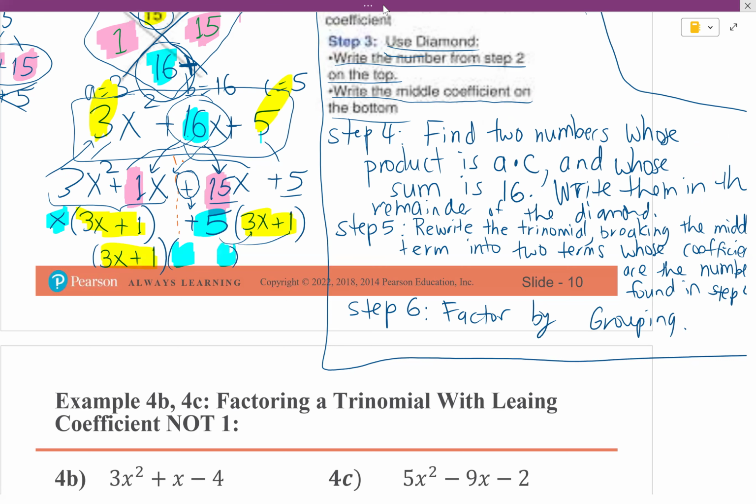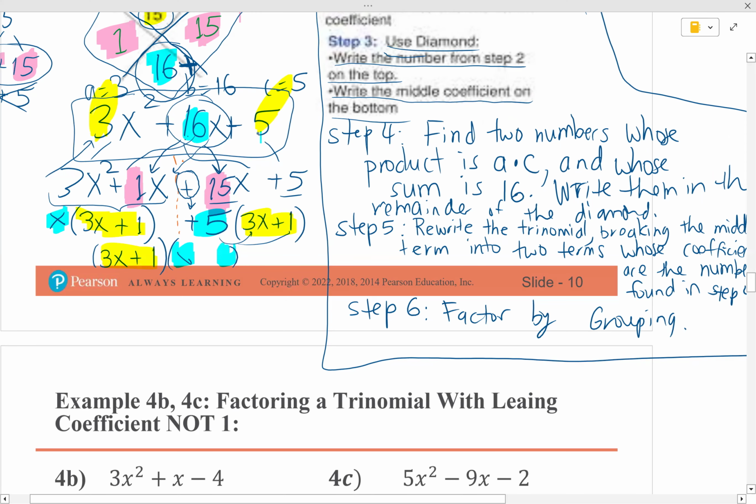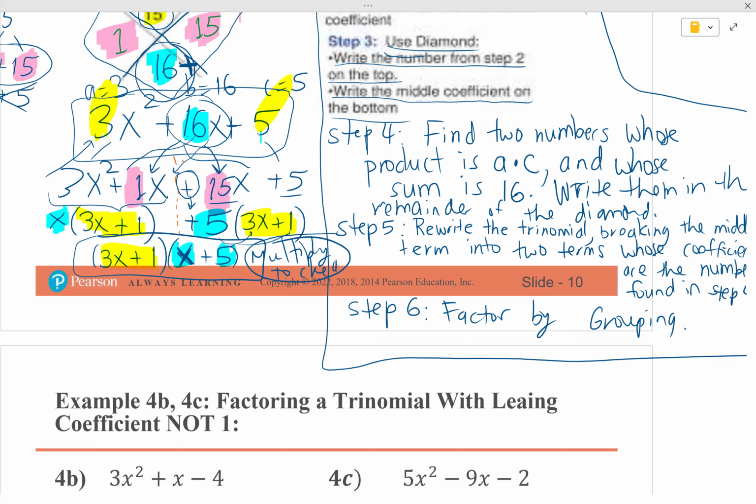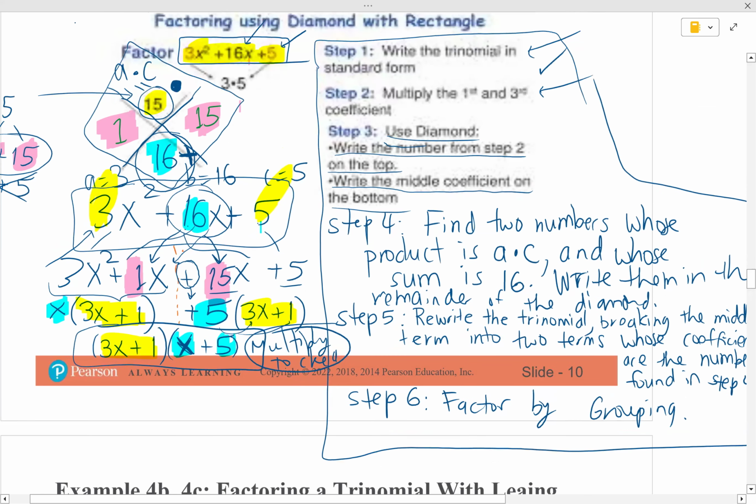Phew, and you can always check. Honestly, it seems like witchcraft. Like, what? There's no way that's how you do it. But if you multiply this out, you can always check. Multiply to check. Just FOIL it out. First times first, outer times outer, and so on. And it will be the original polynomial. So yeah, that's a lot.